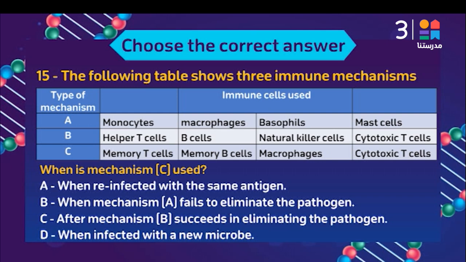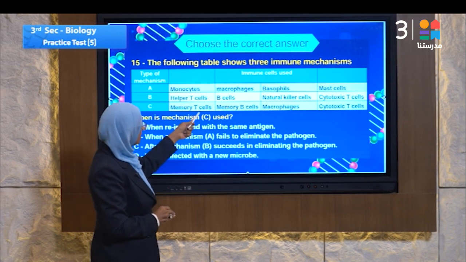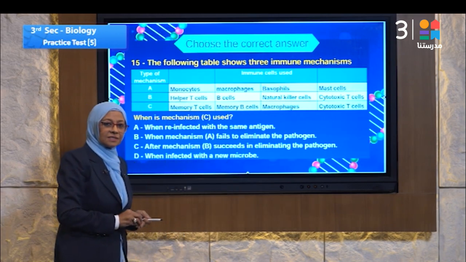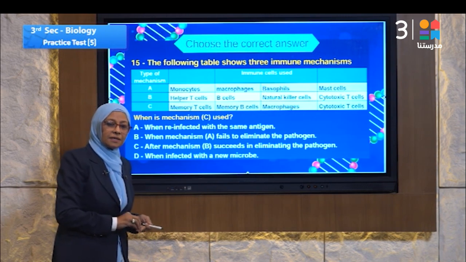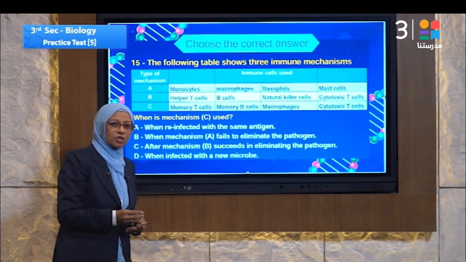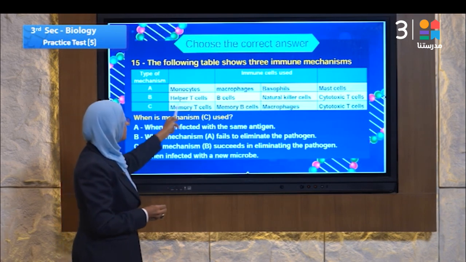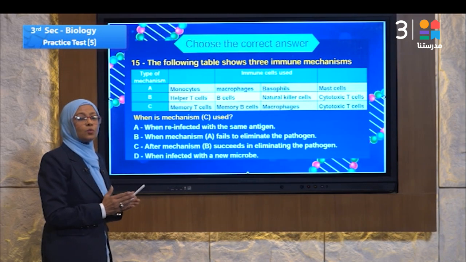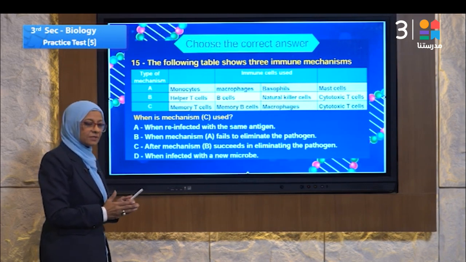Let's go to mechanism number B: helper T cells, B cells, natural killer, cytotoxic T cells. Here the person is infected and recovered. C: memory T cells, memory B cells, macrophage, cytotoxic T cells. What happened here? Here there is a reinfection. Reinfection to use them. So let's read the choices and decide which of them is the answer.